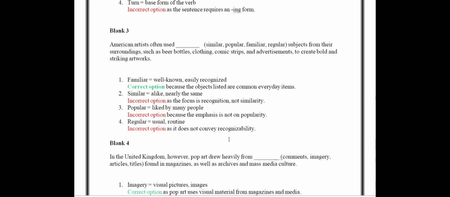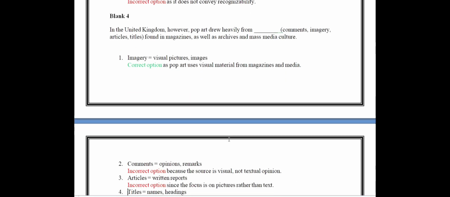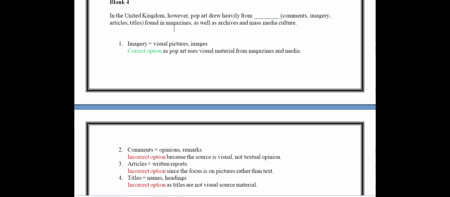Blank 4. In the United Kingdom, however, pop art drew heavily from dash: comments, imagery, articles or titles found in magazines as well as archives and mass media culture. If we understand the meaning, imagery is visual pictures or images. This is the correct option as pop art uses visual material from magazines and media.